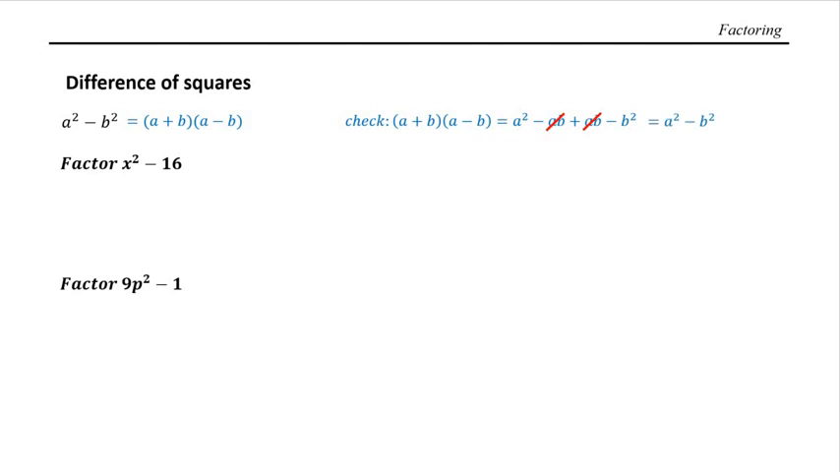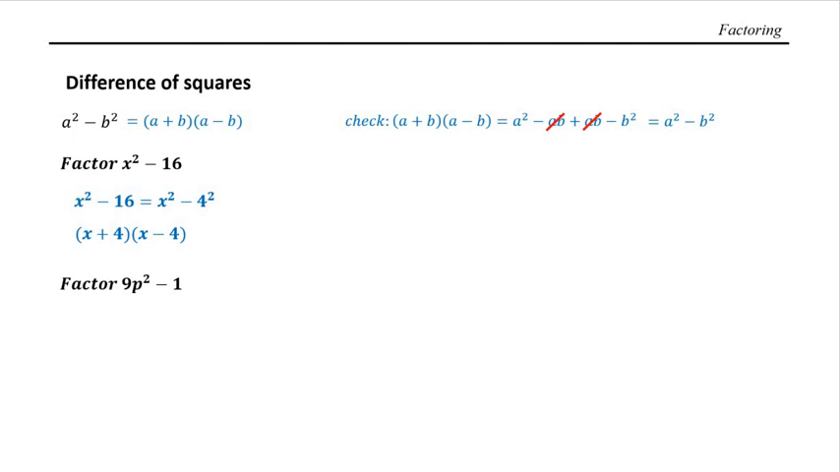So with this first problem, we can rewrite our x squared minus 16 as x squared minus 4 squared. 16 can be rewritten as 4 squared, and now we can apply our difference of squares formula, which would leave us with the answer of x plus 4 times x minus 4.